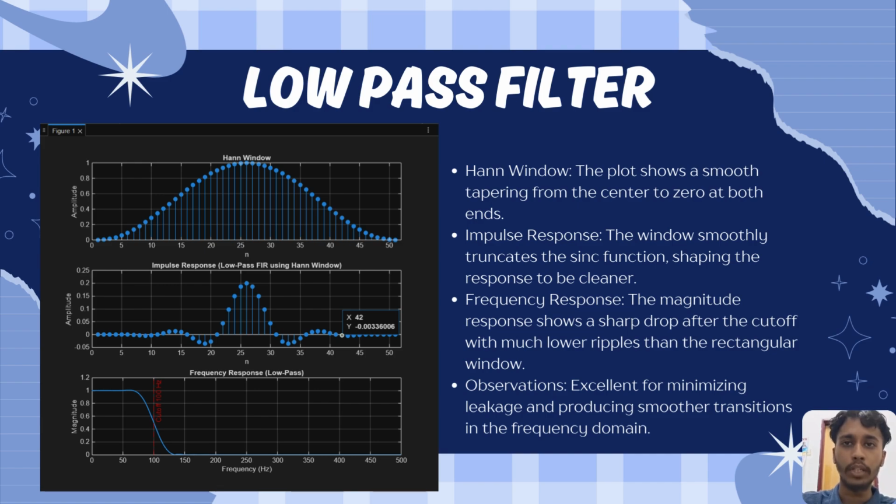Moving to our result for the low pass filter using the Hann window, we can see a major improvement in the signal quality. First one is the shape, the Hann window shape. The plot shows the window itself. Unlike the box shape of the rectangular one, this one uses a smooth bell-shaped curve that fades to 0 at the edges. Next one is the middle plot, which is the impulse response.